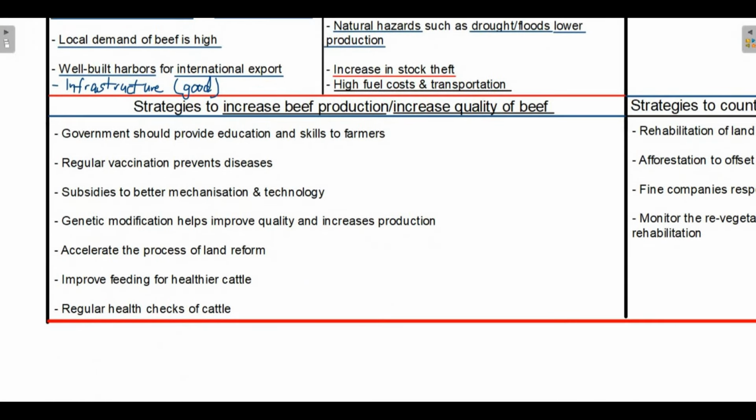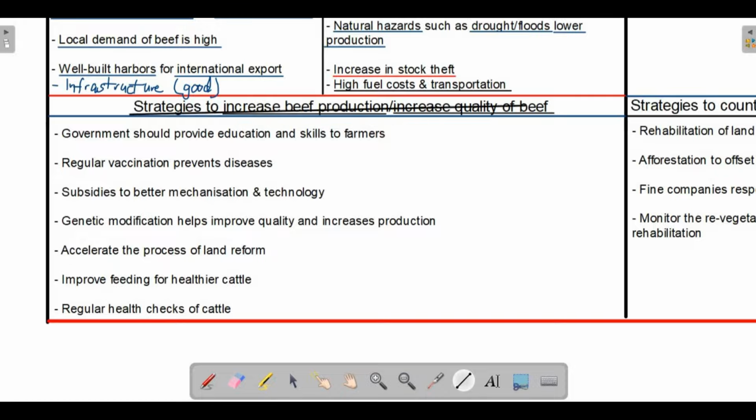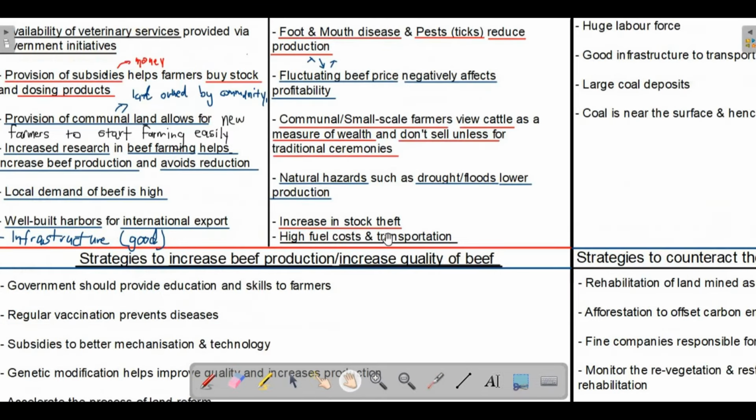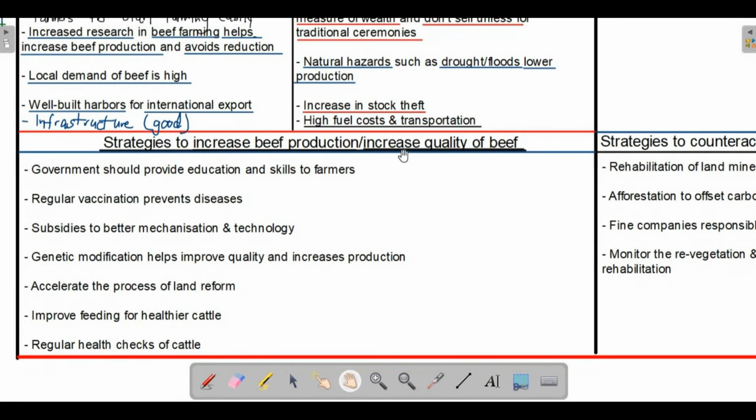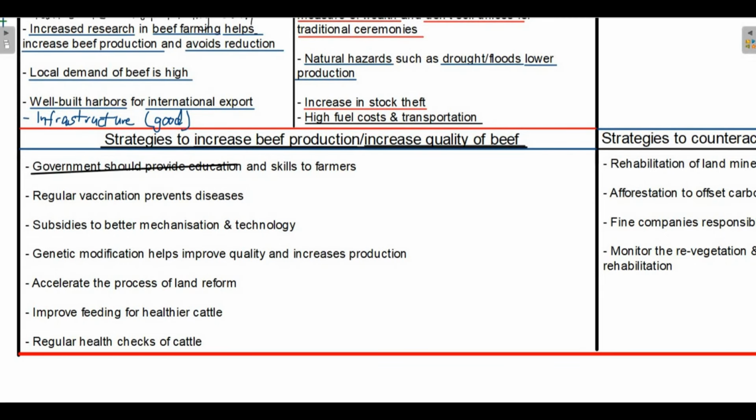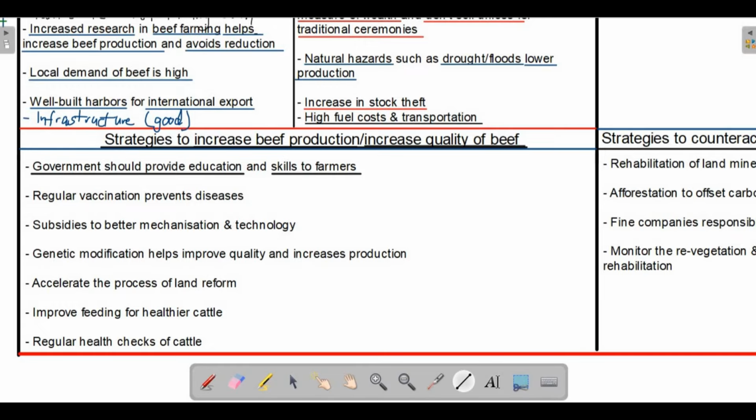Then let's take a look at strategies to increase. How can we increase beef production? See, there's many of these problems here that hinder beef production. And so what can we do to increase beef production, or what can we do to increase the quality of beef? Right. So first things first, government should provide education and skills to farmers to better the quality of beef, to increase beef production. Okay, there should be more initiatives, guys, from the government, because in this way, more farmers get more knowledgeable. This equips them such that they are able to respond to any setback in their business.